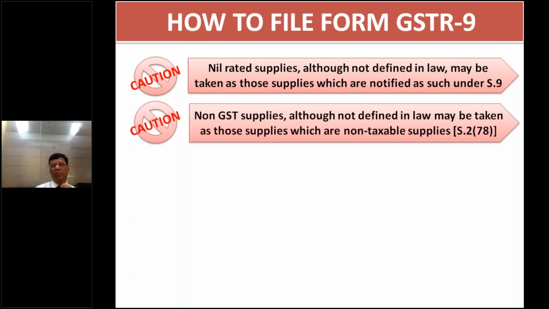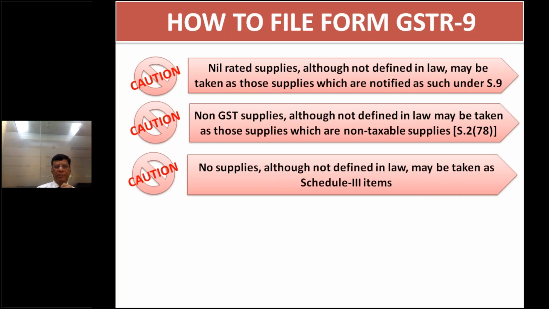Non-GST supplies, although not defined in law, may be taken as those supplies which are non-taxable supplies under Section 278, like liquor or petroleum products, which are non-taxable supplies outside the purview of GST law. Non-GST supplies, although not defined in law, may be taken as Schedule 3 items. So we have to create certain inferences for getting rid of filing this.